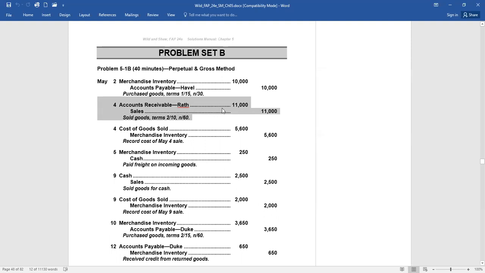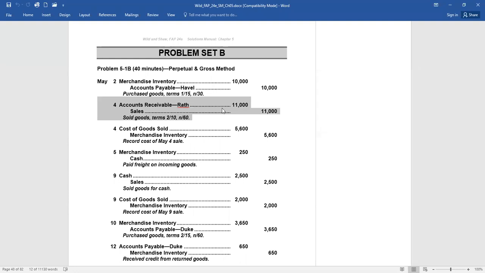But remember, IKEA, us, said, hey, Rath, you pay in the first 10 days, we'll give you a 2% discount. Remember, 2/10. Well, they are paying in the first 10 days. So we're going to take the $11,000 times 0.02. That's a $220 sales discount. This is our customer paying us early, the company. So it's a discount on the sale.